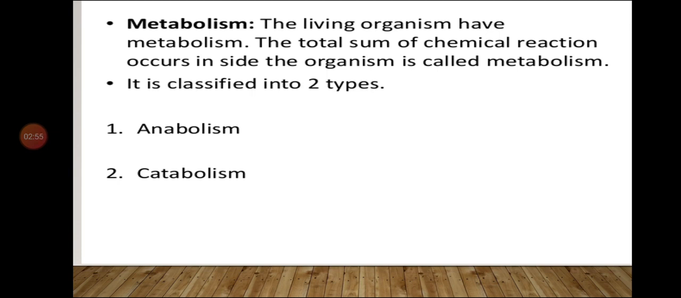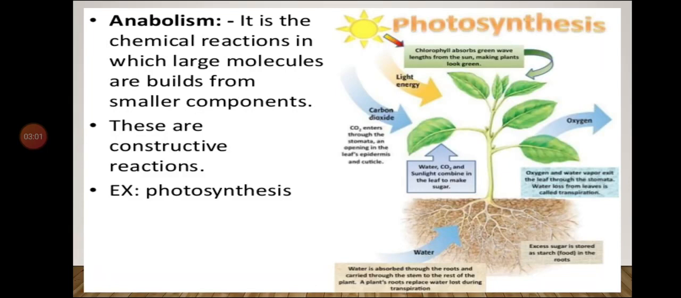It is classified into two types, that is anabolism and catabolism. Let us study what is anabolism. It is the chemical reaction in which large molecules are built from small components. Many small components will join together and build a large component. These are constructive reactions, since it is constructing a large molecule. Example for anabolism is the photosynthesis process.